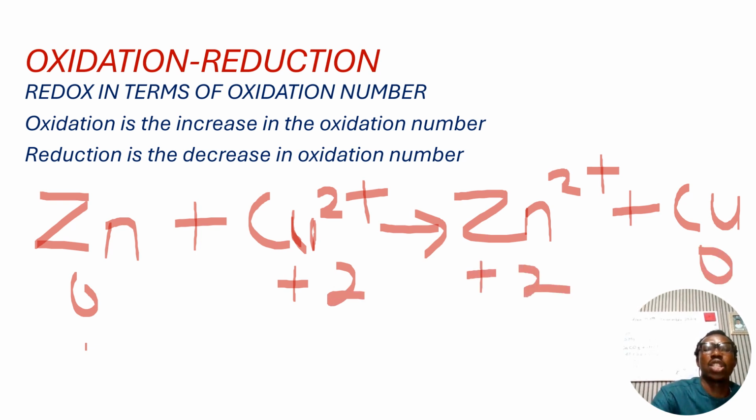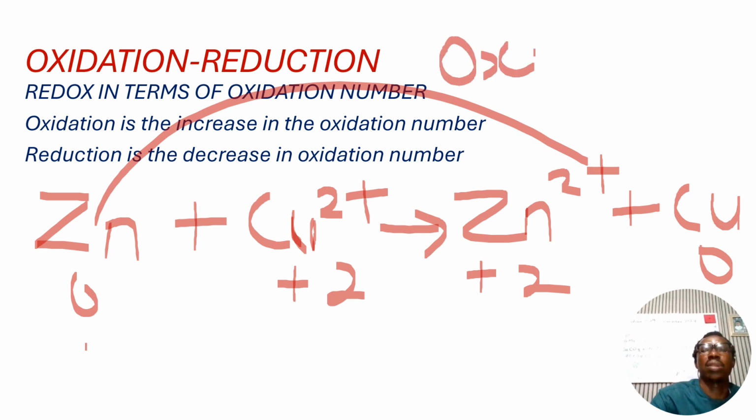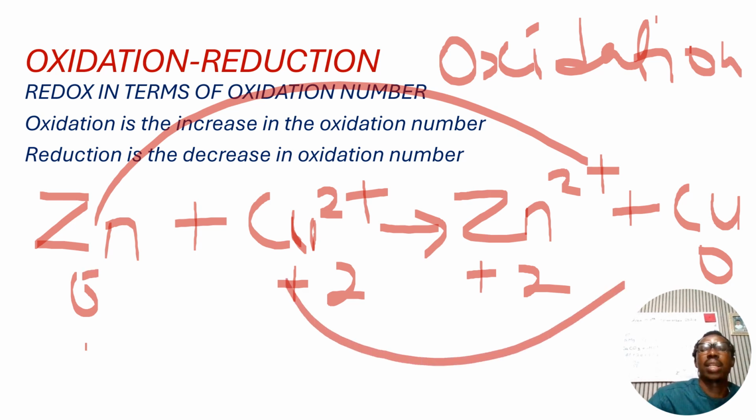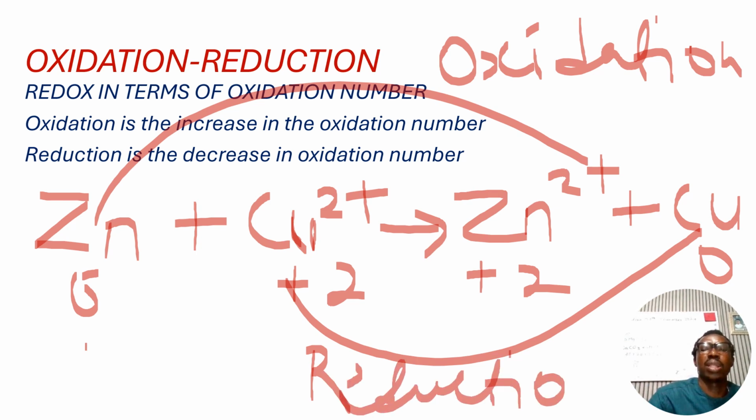So you can see zinc is oxidized from 0 to +2, which is increase in oxidation number, which is oxidation. There's a decrease in oxidation number from +2 to 0, which is what? Reduction. So in terms of oxidation number, oxidation is the increase in the oxidation number, while reduction is the decrease in the oxidation number. So you have to identify the oxidation number. So it's as simple as ABC.